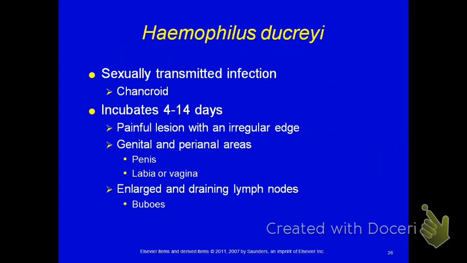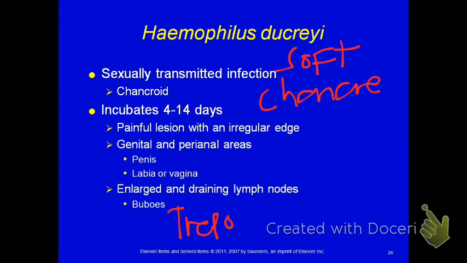Now, Hemophilus ducreyi here is an example of a sexually transmitted infection. This is known as the chancroid or the soft chancre. Don't forget, soft chancre is caused by Hemophilus ducreyi. But hard chancre, which is actually a sign of having syphilis, is caused by another bacteria, Treponema pallidum.